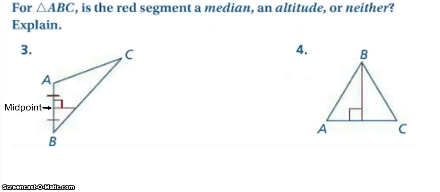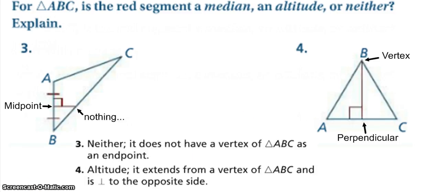For 3 and 4, pause the video and think about what is the segment shown. So I went ahead and gave you one clue. We have a midpoint given to us here because we have congruent segments. We have perpendicular over here, but what can you determine these lines are called? So there you go. In 3, this line is nothing special. We do not have a name for it because it comes from a midpoint on one side to just a random location on the other side. In number 4, we have it coming from a vertex down to the opposite side, and it meets it perpendicularly, so that tells me that it is in fact an altitude.